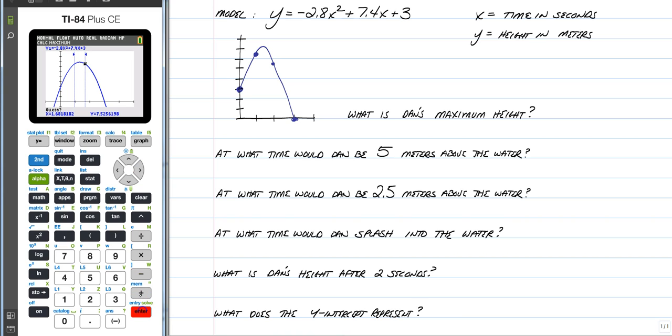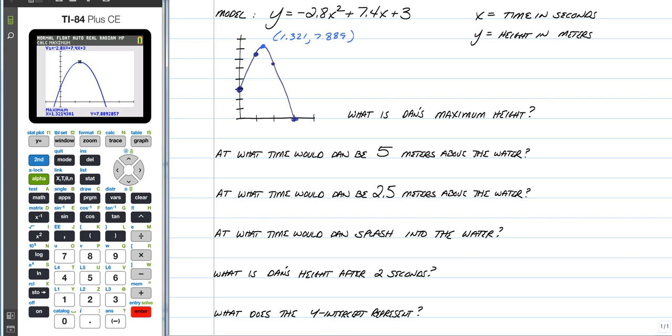And again, click enter. Finally, go to guess at the top, and we're going to get a maximum height or a maximum coordinate of 1.321, comma 7.889. Okay, so that's our maximum.